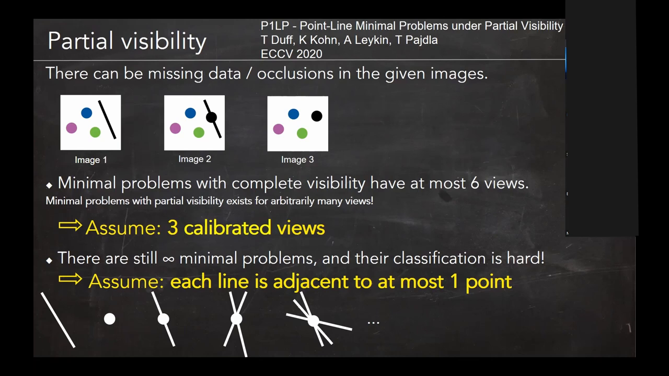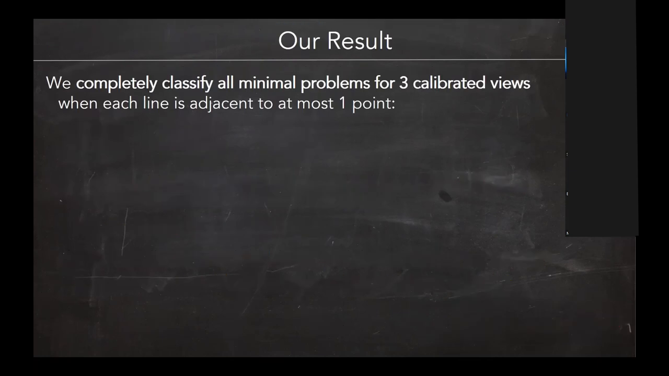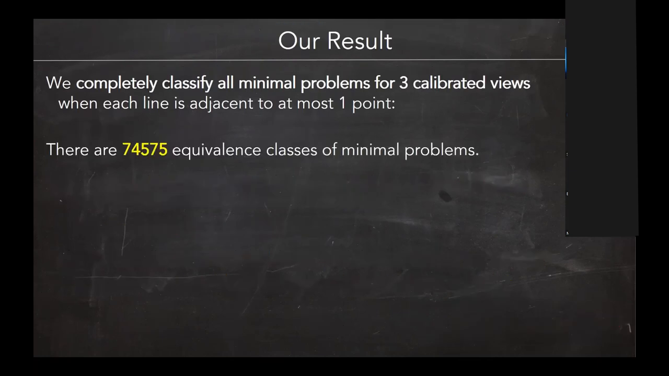So if I have 2 points and a line, why is it that? Because if you start connecting multiple points with lines, this brings additional complexity, everything is influencing everything and the thing becomes very complicated. So this was the constraint. So 3 cameras now, each line in space incident to at most 1 point. And under this, we can classify and get those classes. And the answer was that there are 74,575 different classes this time.